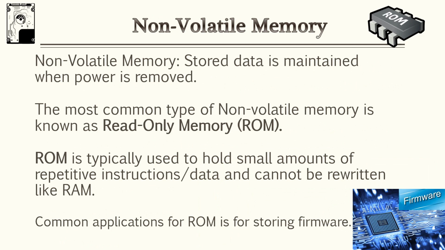Now let's go over the second flow chart, non-volatile memory. Non-volatile memory stores data even after power is removed. The most common type or form of non-volatile memory is known as read-only memory, or ROM. ROM is typically used to hold small amounts of repetitive instructions or data and cannot be rewritten like RAM is. It's not a notepad. This is written in stone type information. The most common application used for ROM is for storing firmware.